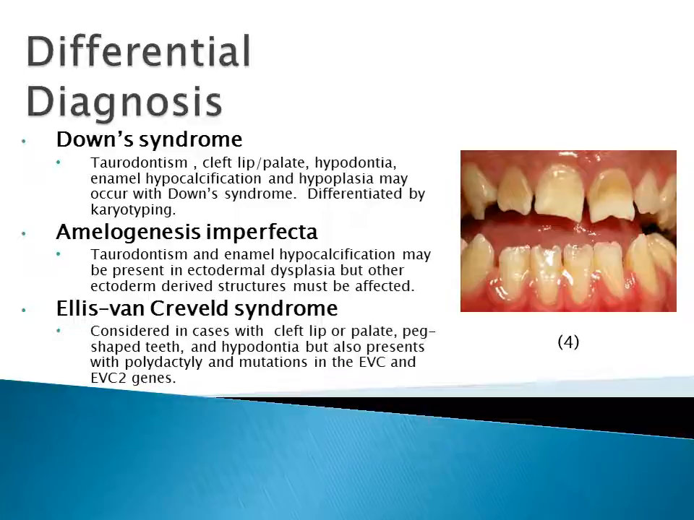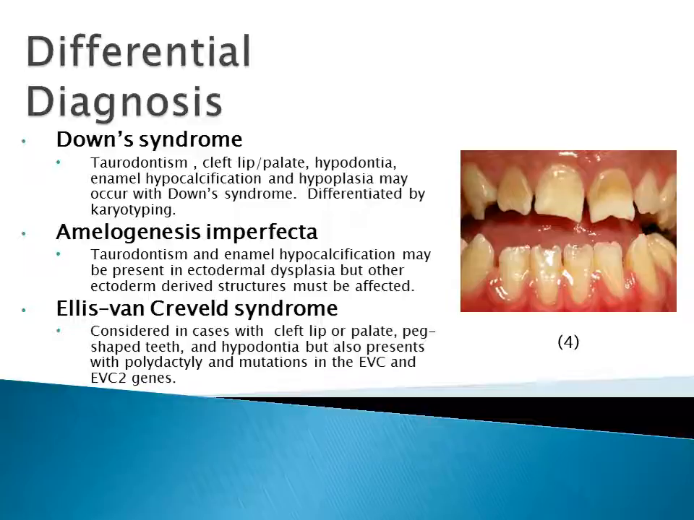Differential diagnosis. Down syndrome: taurodontism, cleft lip or palate, hypodontia, enamel hypocalcification, and hypoplasia may occur with Down syndrome. This is differentiated from ectodermal dysplasia by karyotyping.